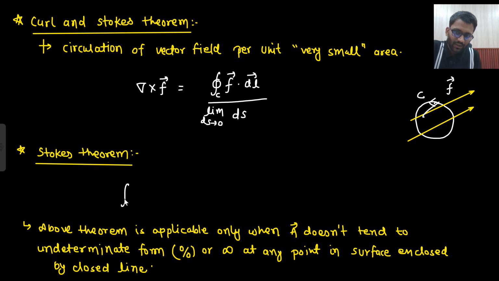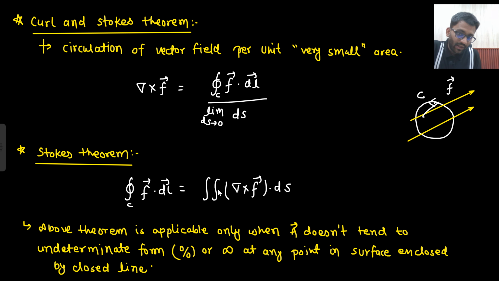So what we are going to get from here is that first I am going to write F dot dl along C is equal to del cross F ds. Here I am not going to put the circle because this is not a closed surface. Basically, del cross F ds, where ds is the area enclosed by this closed line.